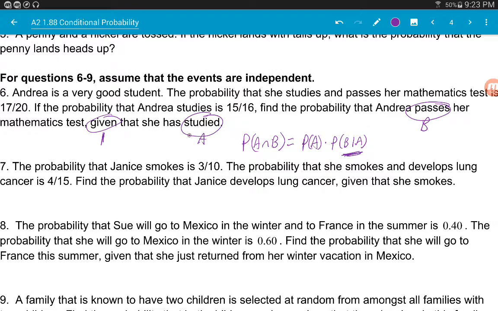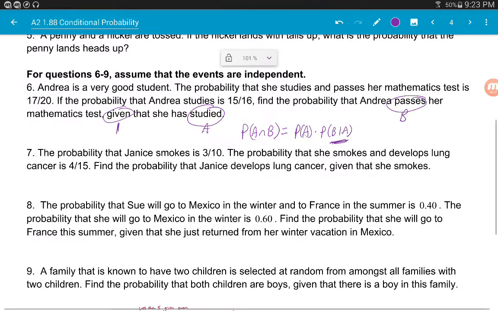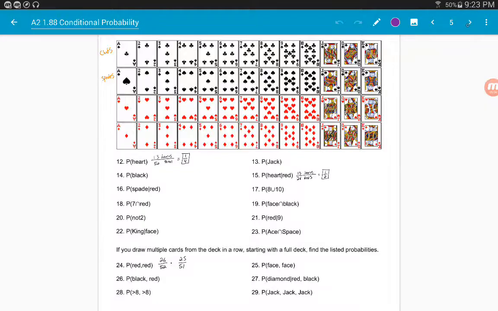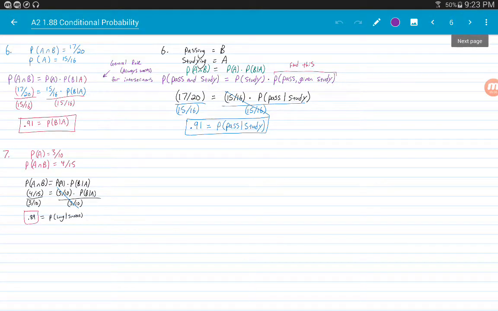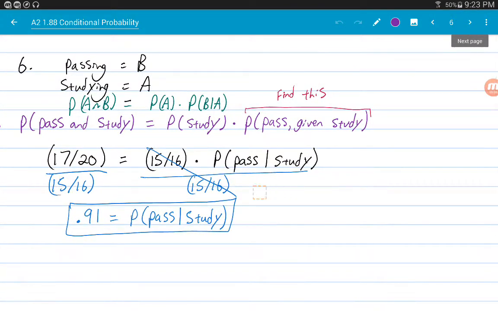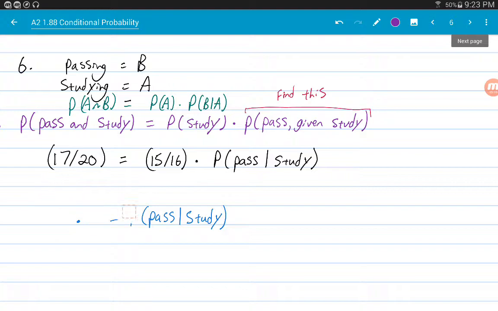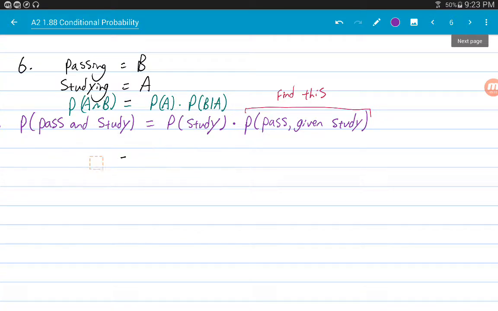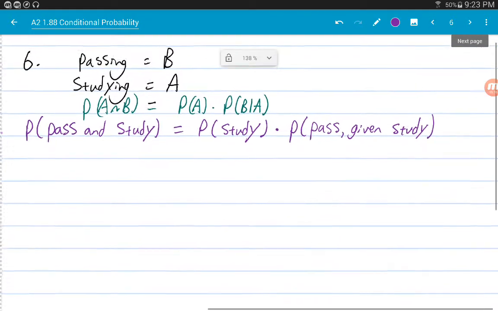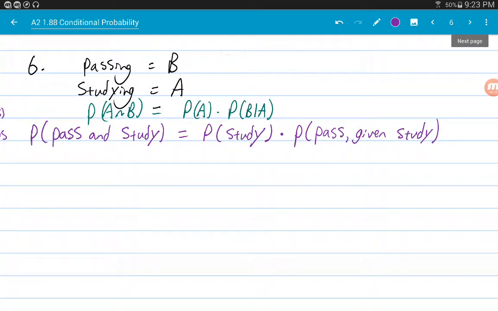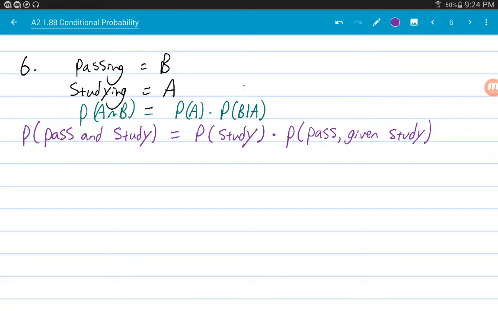So the probability that she studies is 15 out of 16, and the probability that she studies and passes is 17 out of 20. So here's the info that I can glean from this for number 6. I can glean this. Passing we defined as B, and studying we defined as A, because there was no A given B. It's B given A. And it matched up to the sentence like that.